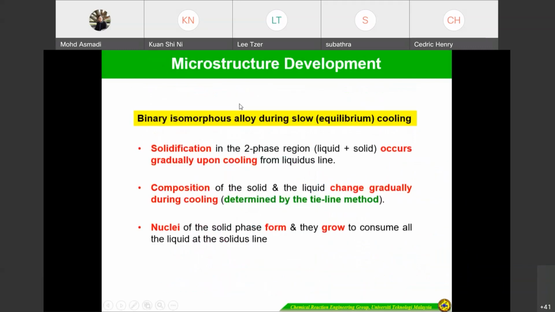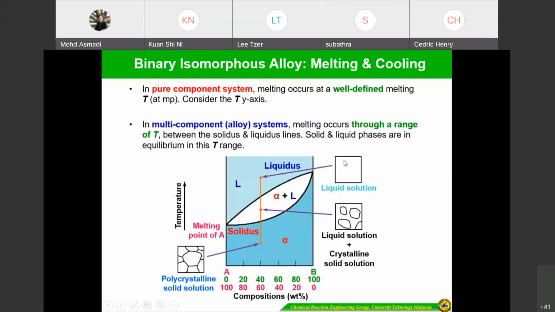This is the definition: binary isomorphous alloy during slow equilibrium cooling. Solidification in the two-phase region, liquid and solid, occurs gradually upon cooling from the liquidus line, because we want to solidify. So the compositions change gradually, and you can determine them by using the lever rule. Once you cool from liquid to solid, nuclei form and grow to consume the space of the liquid. So you have to remember how to draw this evolvement of the microstructure from the liquid to the solid.